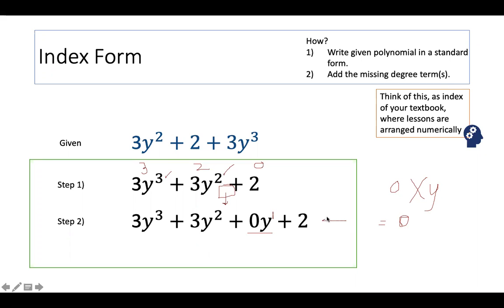If you look at this polynomial over here, you will notice that this polynomial has every degree. There's 3, there's 2, there's 1, and there's a constant with the degree 0. So 3, 2, 1, 0. Now it is in the index form. Whatever we do in the index form, we write the polynomial in standard form, that is, in descending order, from bigger to smaller. Then for index form we add on the missing terms. You have to see which degrees are missing and add them. As easy as that.